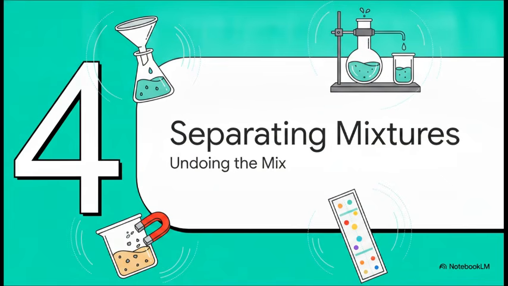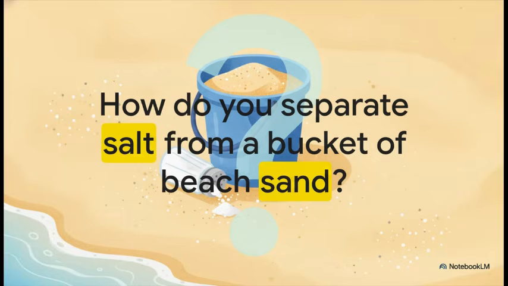And that brings us to Section 4, Methods of Separating Mixtures. To wrap things up, we're going to explore how chemists elegantly undo these mixtures. Imagine a practical, everyday dilemma. You're at the beach, and you accidentally drop an entire shaker of salt right into a bucket of dry beach sand. What a mess! How in the world do you separate tiny grains of salt from tiny grains of sand?